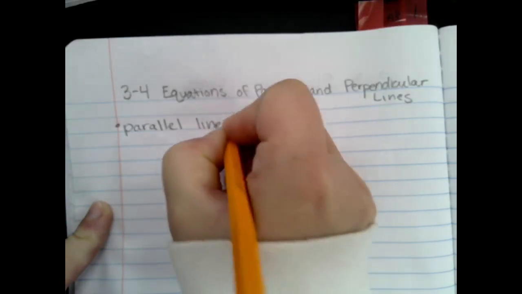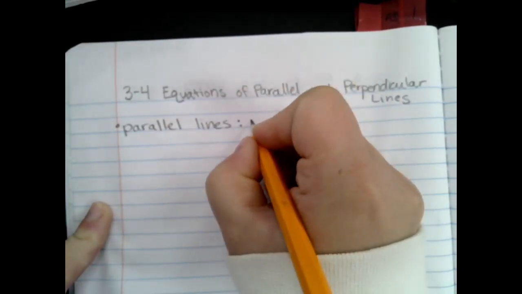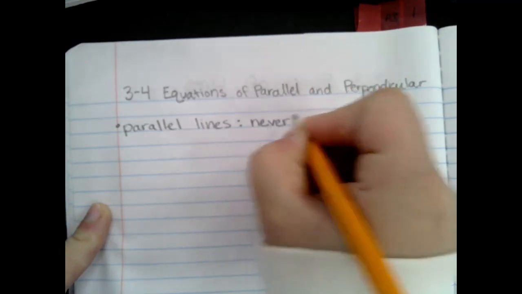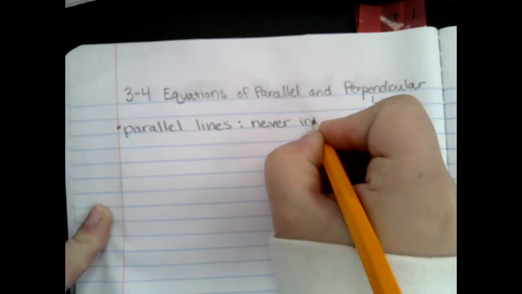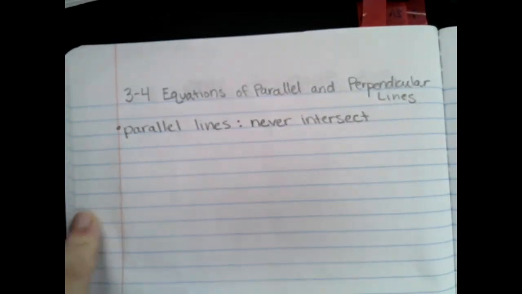What are parallel lines again? Lines that don't touch. Good. They never cross, never touch, never intersect. You can use any of those words. It's your notes. I'm going to use the word intersect because that's our academic word, but if you'd rather use not touch, not cross, things like that, you can.